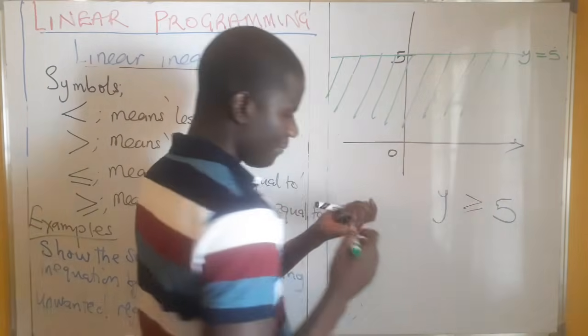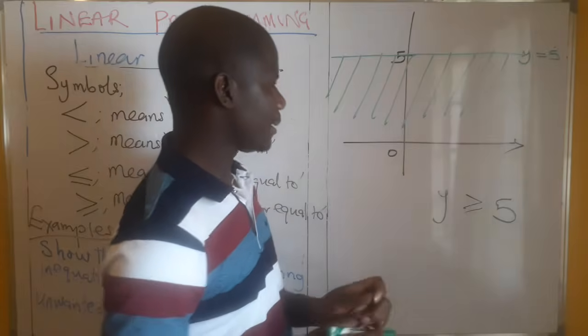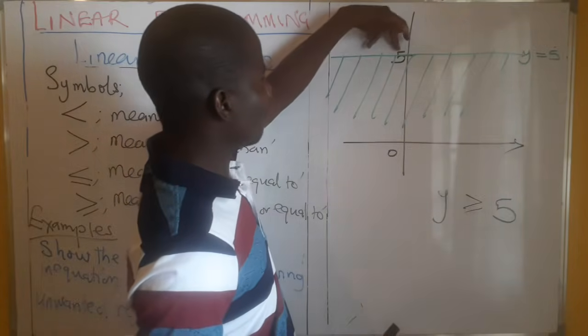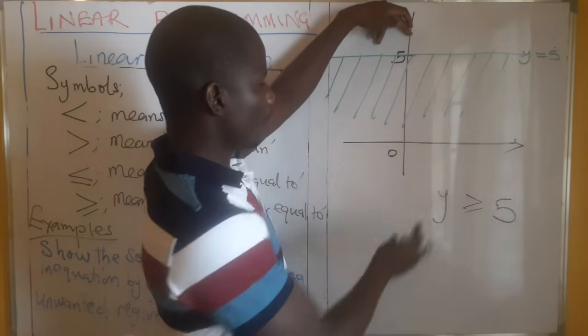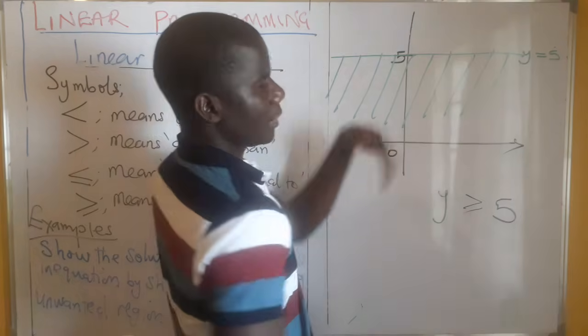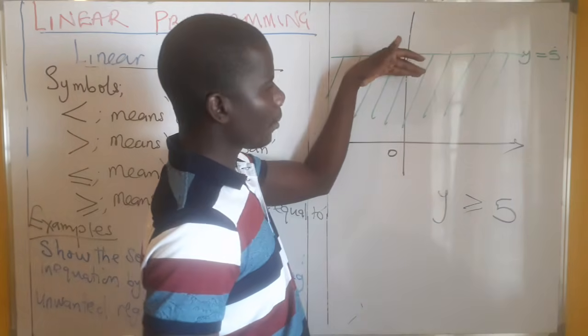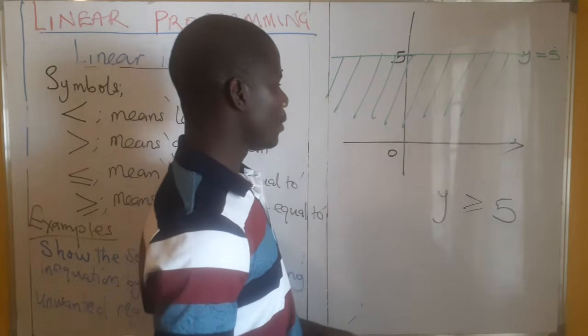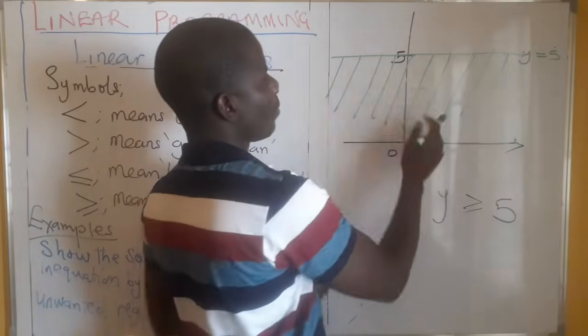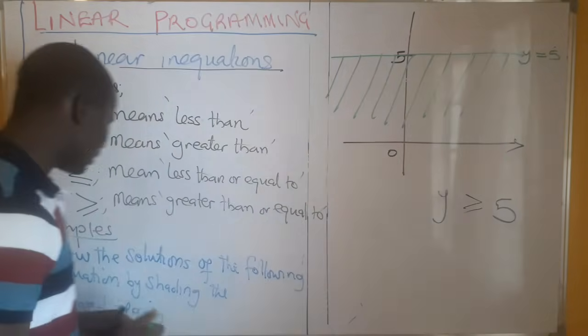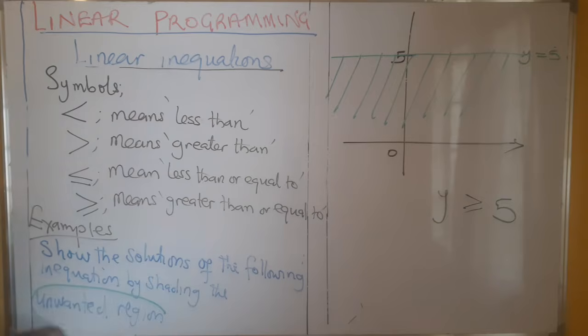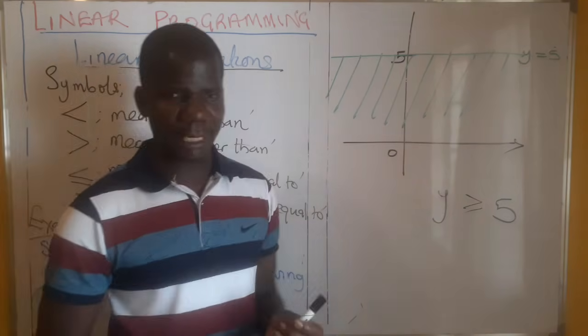I hope you don't have issues on how to determine which part is greater. For instance, here you know that from 5 you have 6. When you put 6 here, 6 is greater than. So even if you try any coordinate that is below, it will be false. So what are we shading? The unwanted region. I hope you are getting the concept here.